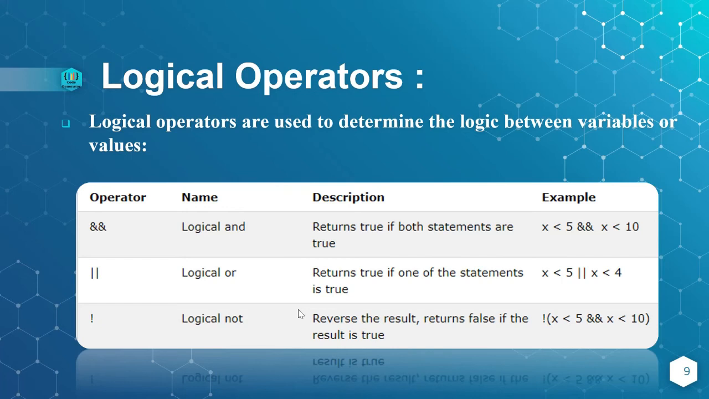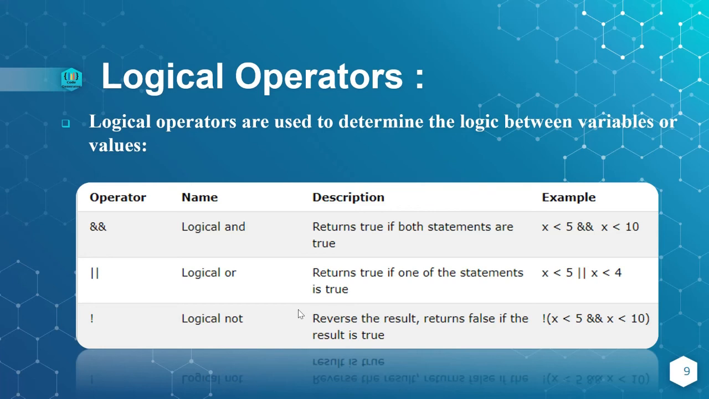The first one, logical and. Logical and returns true if both statements are true. For example, we initialize x as 2 and we have given condition x is less than 5 and x is less than 10. So obviously as we initialized x as 2, it is true, it will give an output. Second one is logical OR. Returns true if one of the statements is true. That means if we have given two conditions and any one of the statements is true, it will give this result as true.